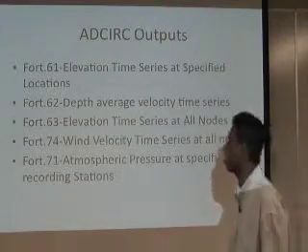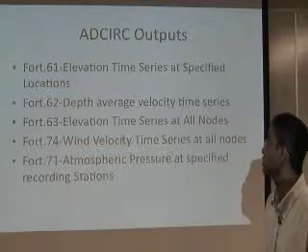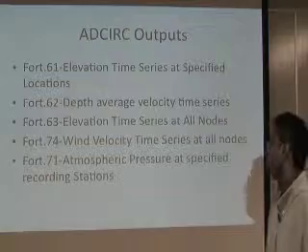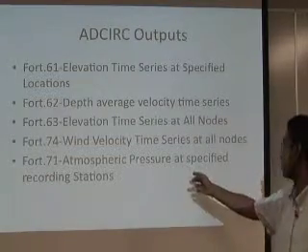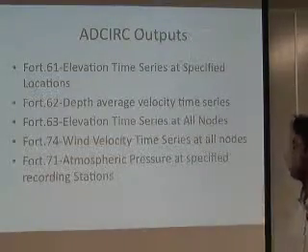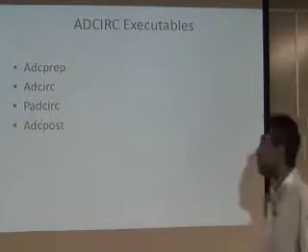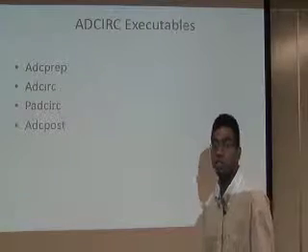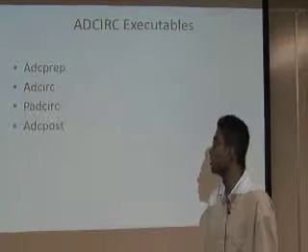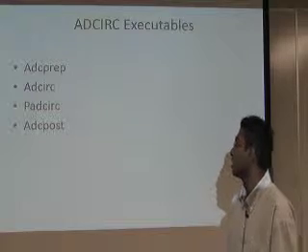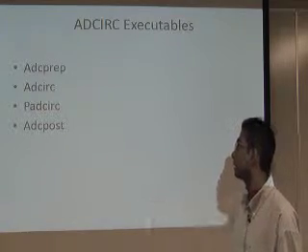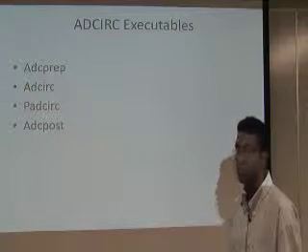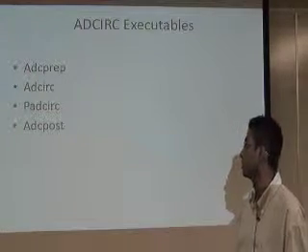ADCIRC can produce a lot of outputs, but we are more interested in finding out the elevation at each grid point as well as the wind velocity. We also take in atmospheric pressure as outputs. To run ADCIRC, we do an ADCPREP, in which we specify the number of processors we want to do the run on, and then we use PADCIRC, which is the parallel version of the ADCIRC code, which runs on the cluster. And once the run is complete, we do post processing.